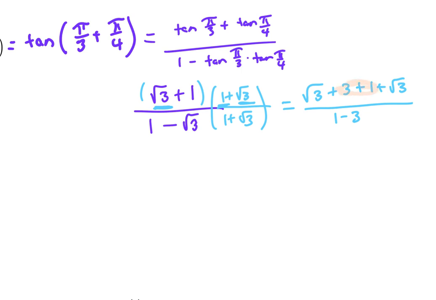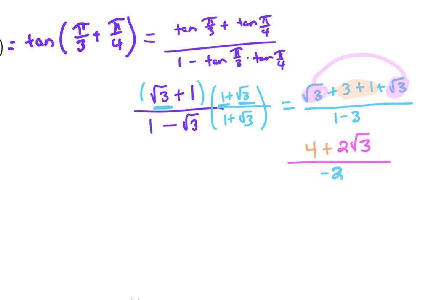Notice we've got some like terms here that we need to combine together. And when we do that, we combine that 3 plus 1, we get 4. And then plus, we combine root 3 plus root 3. It's not very pretty looking, but that's 2 root 3. And then this is going to be all over negative 2.